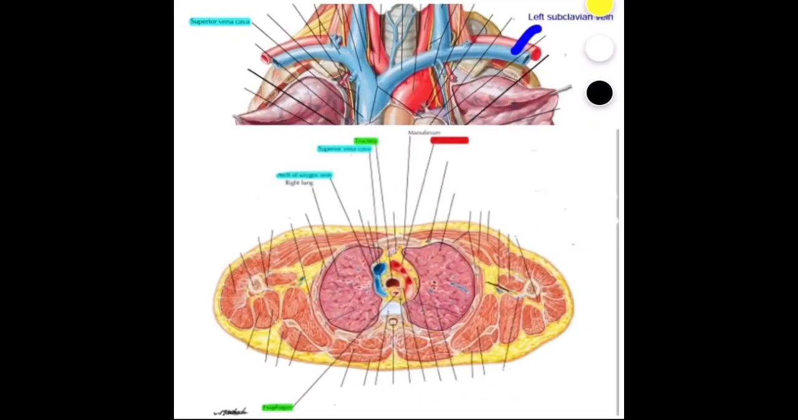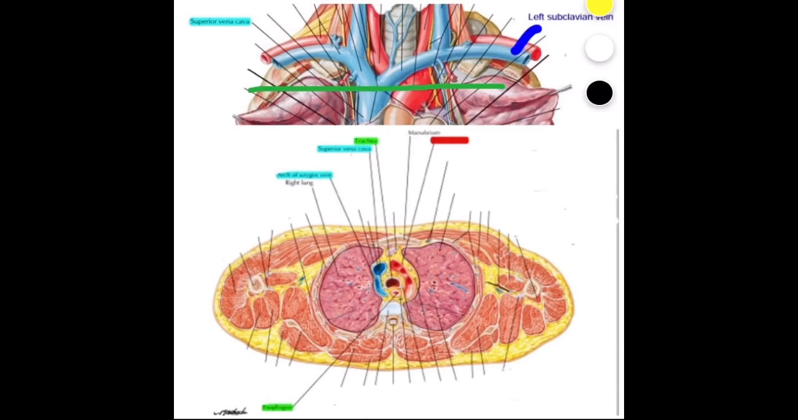Okay, now let's come on to the next section. We had seen that the previous section was somewhere here, right? And this was the T3 level. Now the next section that we are taking is just below this, which is the T3-4 disc level. Alright, so this is basically the level. So here what can you see?